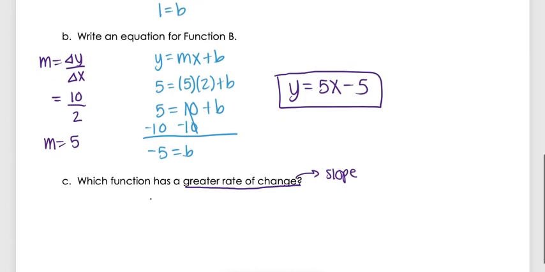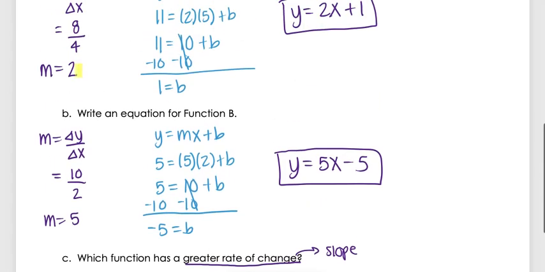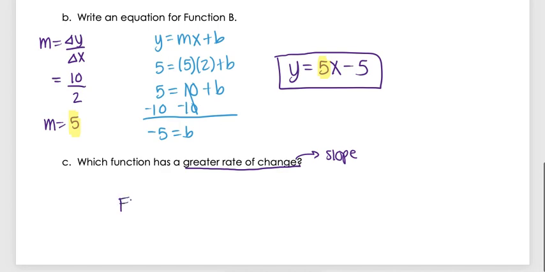Okay, now I need to look and see which one has a greater rate of change. So which one has the bigger slope? Well, my first one had a slope of 2. My second one had a slope of 5. Well, 5 is greater than 2, so function B had the greater rate of change.